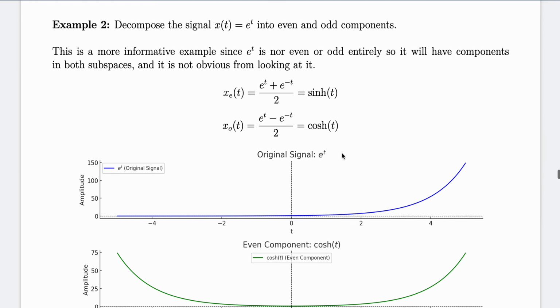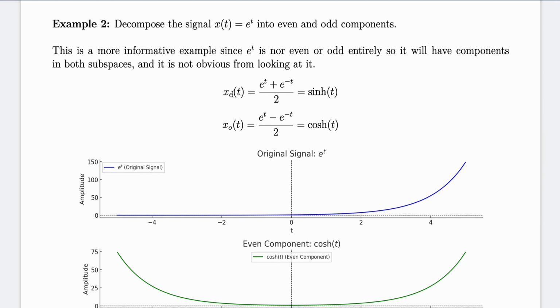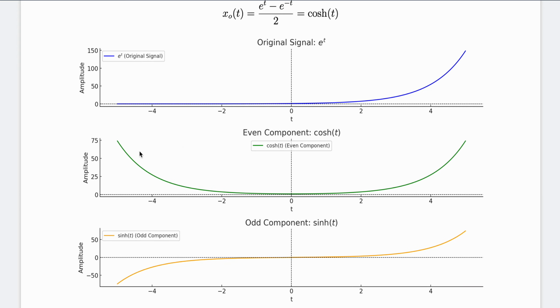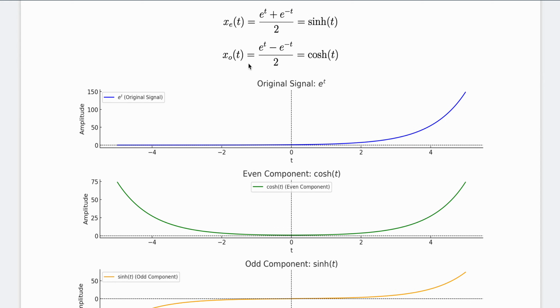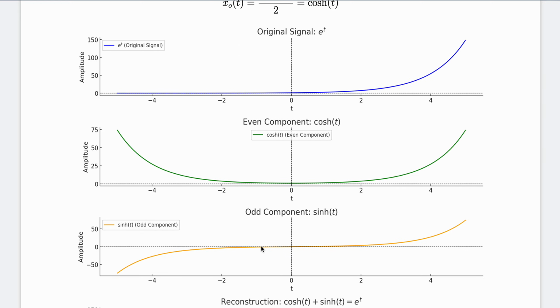oh, it looks like I switched these up. My apologies. This is actually the definition for hyperbolic cosine, as shown here, because hyperbolic cosine is the even component. And looking at the odd signal, this is the definition for hyperbolic sine, which is plotted here.